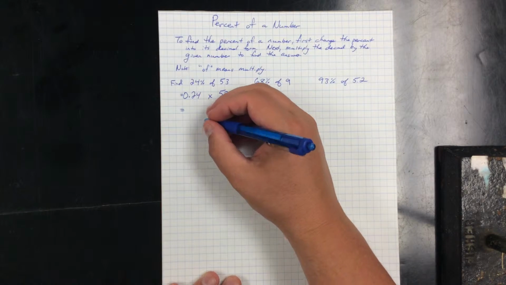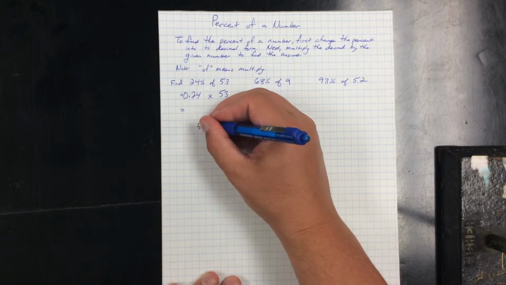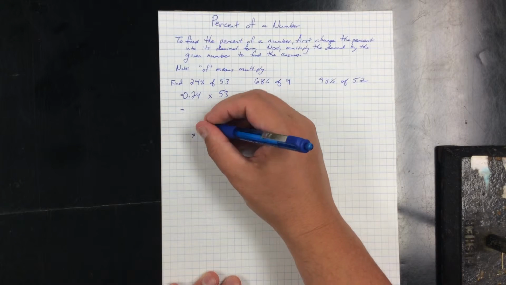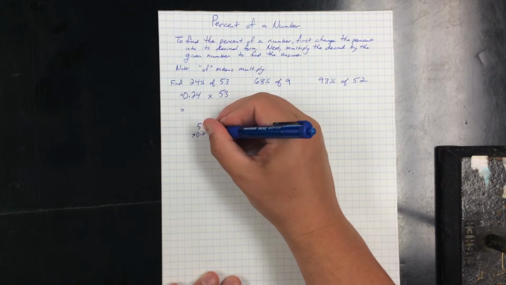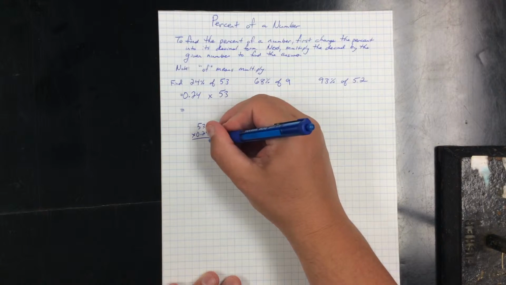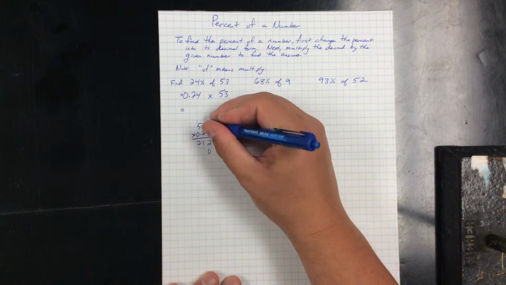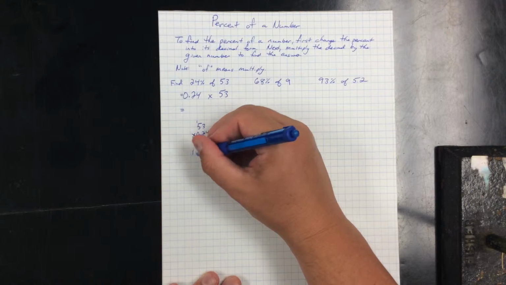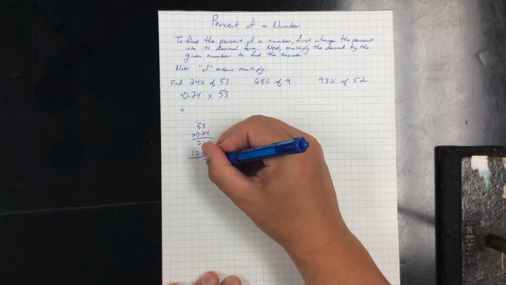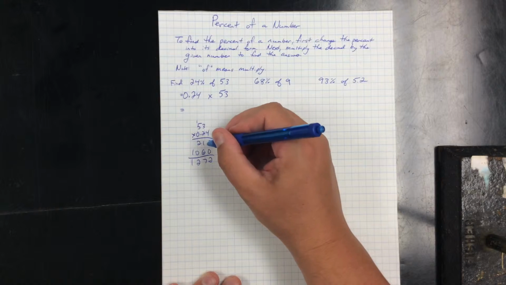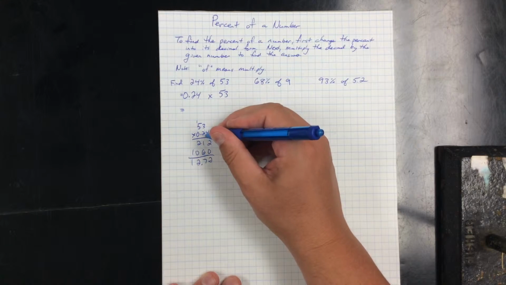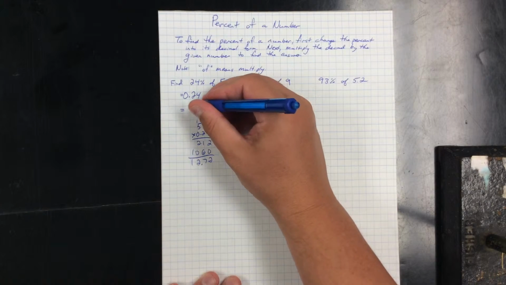So I'm going to take 53 and multiply it by 0.24. See what I get. 4 times 3 is 12. 21. 2 times 3 is 6. 2 times 5 is 10. I end up with 2 decimal places, 12.72.